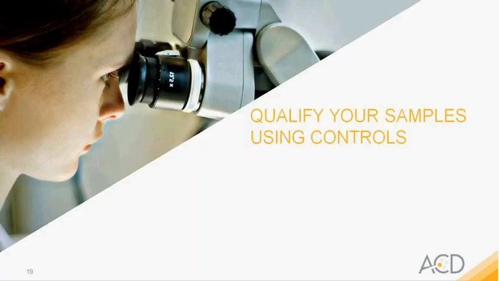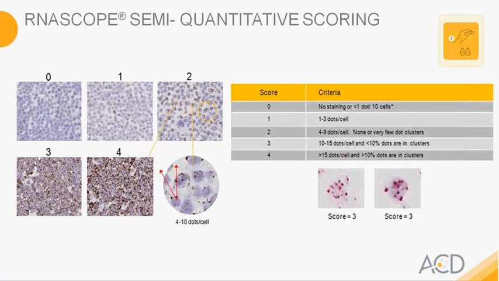The next segment we will discuss is how to qualify your samples using controls. To qualify your samples, I will first start by introducing you to our semi-quantitative scoring criteria. This criteria has samples rated from 0 to 4. This is an example of a HeLa cell pellet, and the typical high score for HeLa cell pellet is 3 and 4.